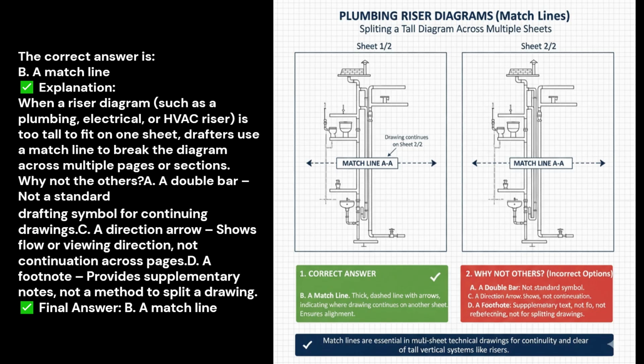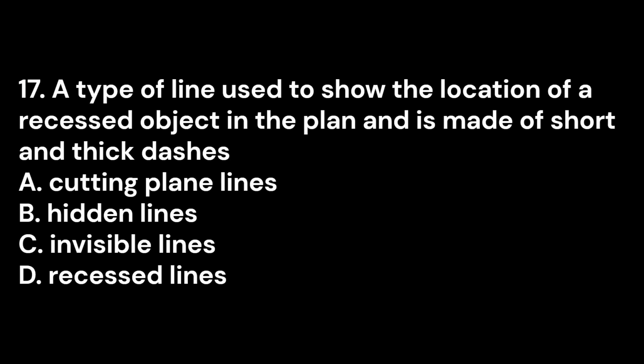Why not the others? A. A double bar, not a standard drafting symbol for continuing drawings. C. A direction arrow, shows flow or viewing direction, not continuation across pages. D. A footnote, provides supplementary notes, not a method to split a drawing. Final answer, B. A match line.